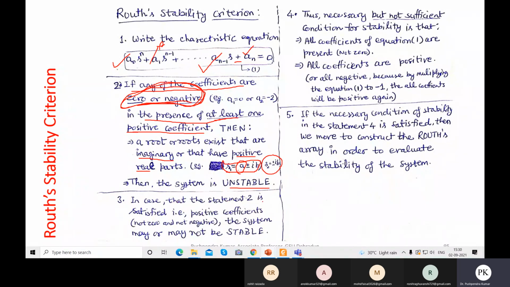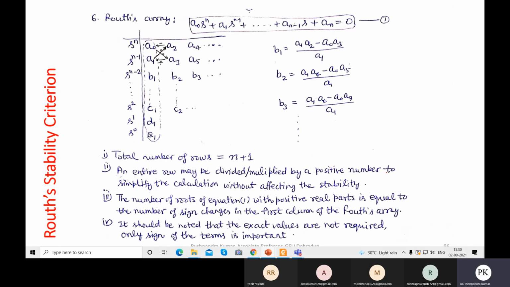In case the statement 2 is satisfied, that is positive coefficients, meaning not 0 and not negative, the system may or may not be stable, but you cannot say it will be stable. So this is the necessary condition we have already discussed, and if the necessary condition is satisfied in statement 4, then we move to construct the Routh's array in order to evaluate the stability of the system. So let's come to the Routh's array.